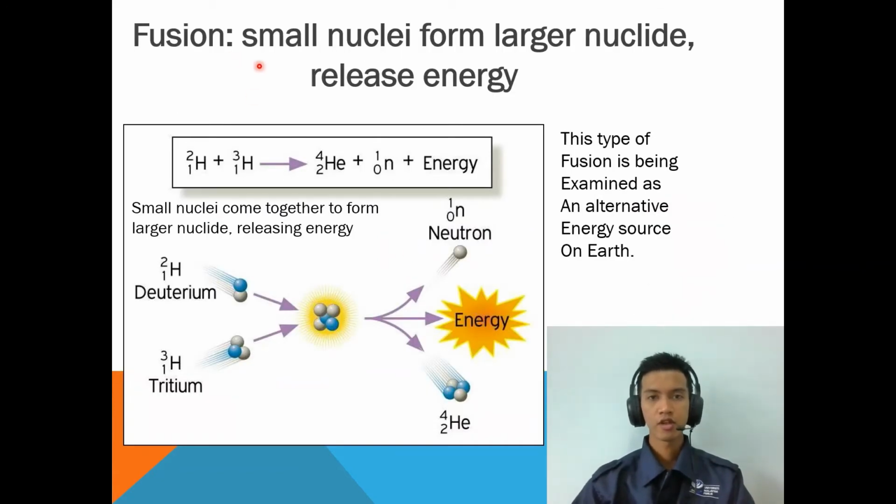For fusion, small nuclei form a larger nuclide and will release energy. Okay, this is the equation. From deuterium and tritium will become one, and also will produce energy, neutron, and also helium. This type of fusion is being examined as an alternative energy source on Earth.